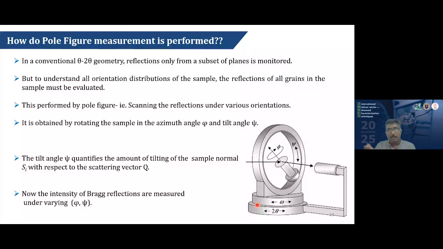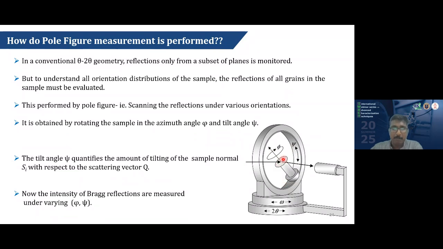For each tilt, we will rotate the sample from 0 to 360 degrees. Then the tilt will be slightly varied, and then again we do the phi scan. Then again we tilt the sample, and again do the phi scan. That means we will again rotate, and we will continuously measure the Bragg intensity of the Bragg reflections. As you can see, this is the phi angle and this is the tilt angle.